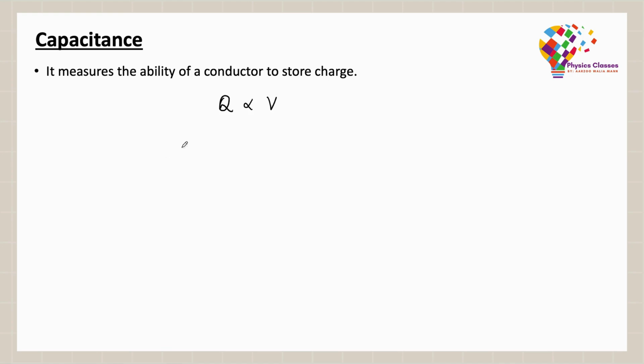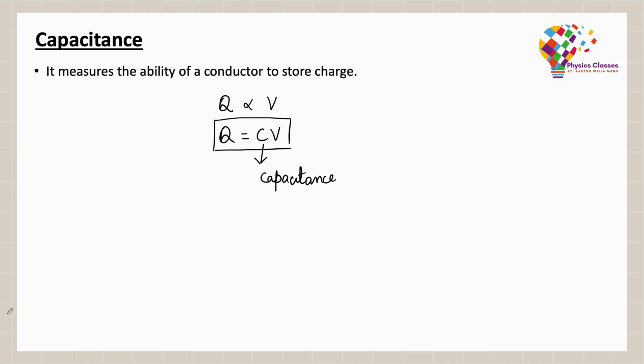Now, since these two are proportional, to remove the proportionality sign and change it into an equality, we will have to introduce a constant. And this constant C over here is none other than the capacitance. So C here represents capacitance, but because it is a constant in this particular equation, it does not depend on the charge, that's Q, or the voltage, that's V, the potential difference.